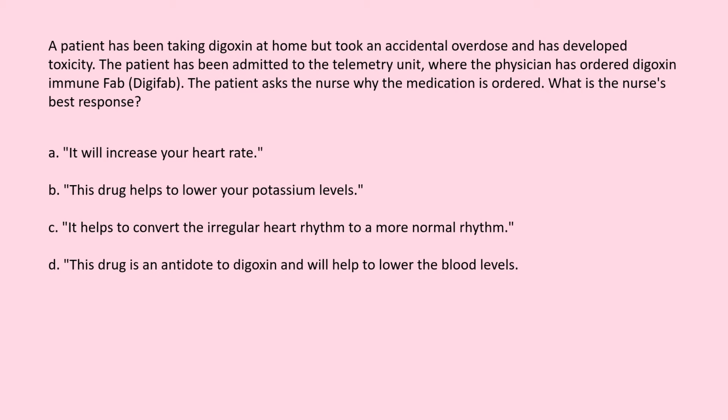A. It will increase your heart rate. B. This drug helps to lower your potassium levels. C. It helps to convert the irregular heart rhythm to a more normal rhythm. D. This drug is an antidote to digoxin and will help to lower the blood levels.